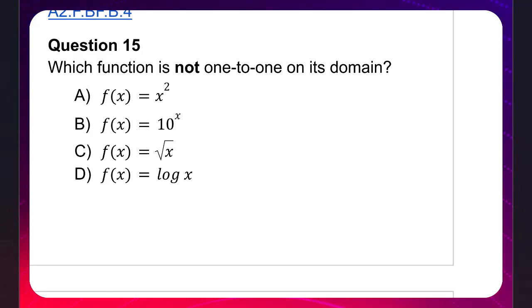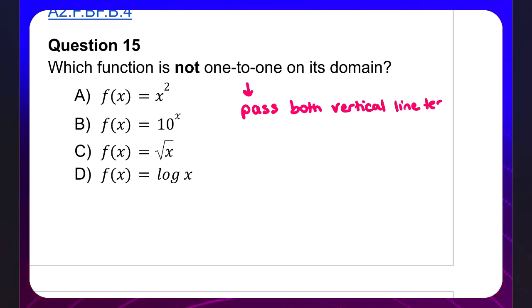All right, question 15. You're going to have to draw some information from your last chapter, 1-to-1. So 1-to-1, we talked about it. You're actually really good at it. It's just been a minute. It's when the graph will pass both the vertical line test and horizontal line test.